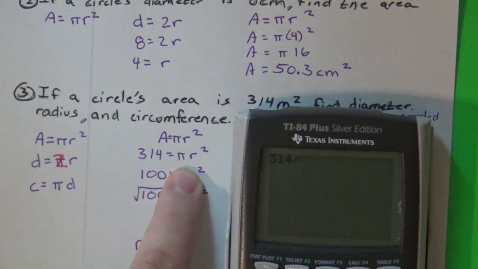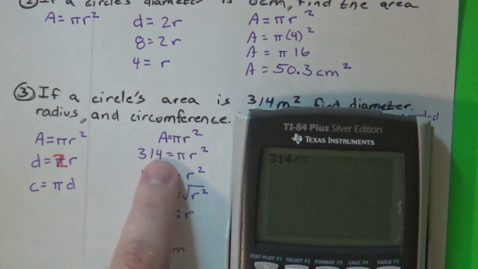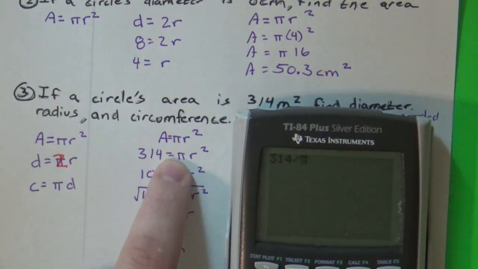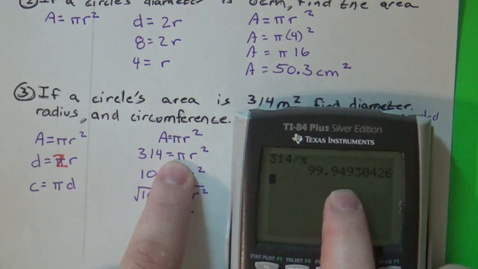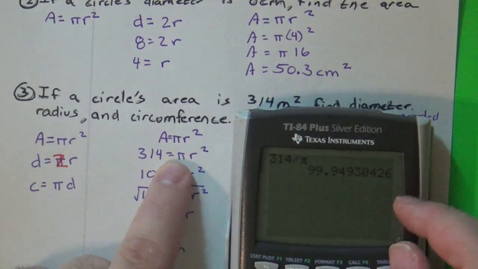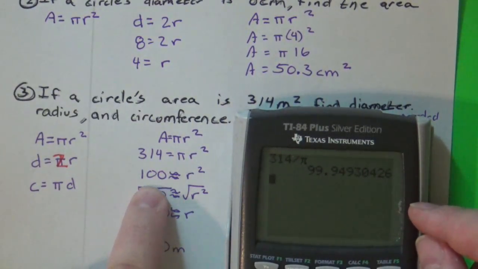Well, why am I dividing by pi? You need to treat pi like it's a number. If this was the number 3, you would divide by 3 on both sides because you're trying to get r by itself. So we treat pi just like a normal number, and we get rid of it by dividing. So dividing by pi, I get this number, 99.99. Well, my problem told me to round to the nearest whole as needed. When I do, I get 100.